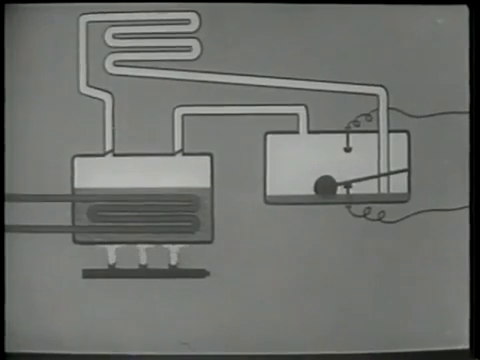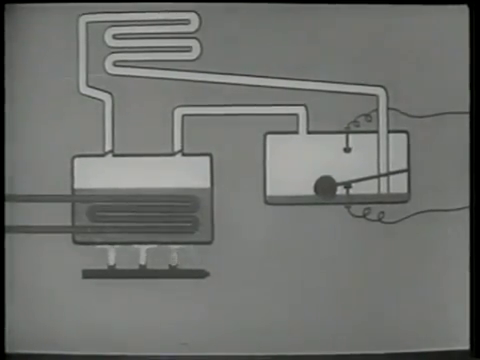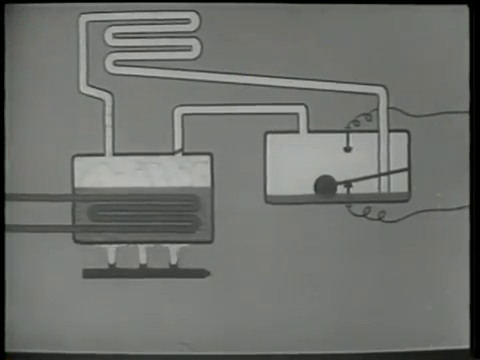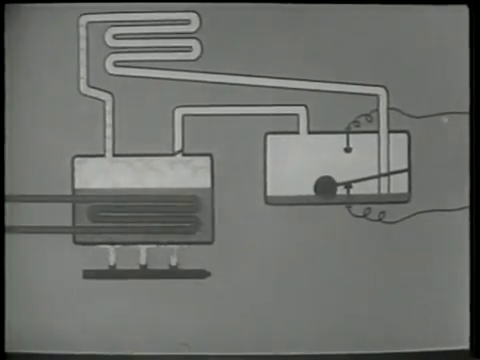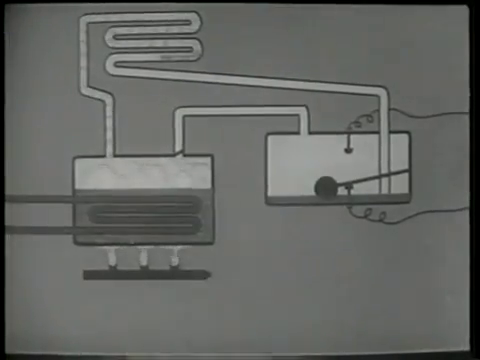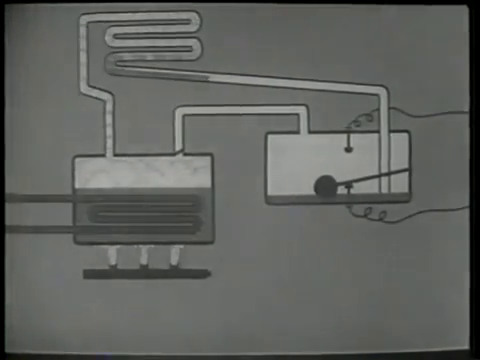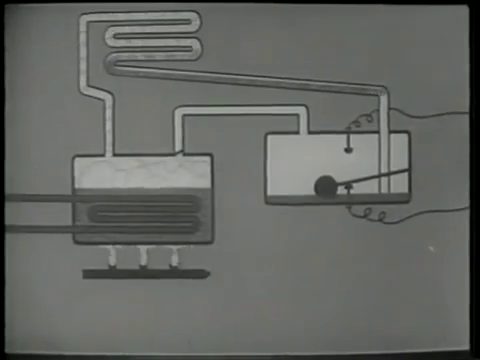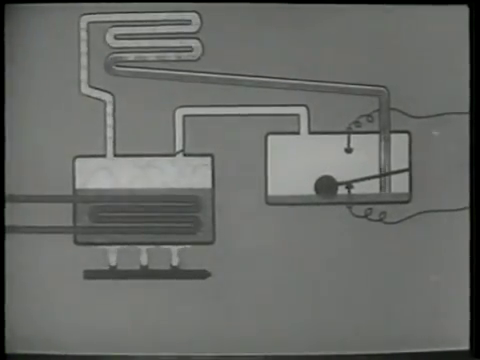The cycle begins when heat is applied to the generator, releasing the refrigerant as a gas from the absorbent. The gaseous refrigerant travels upward to the condenser, which is cooled by air or water. Here it is liquefied. Its heat is dispelled, and it flows by gravity to the cooling unit.